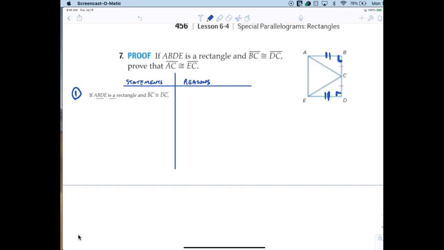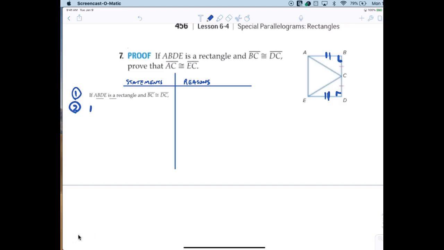What would the reason be for AB is congruent to ED? It's the definition of a what? Rectangle? Definition of a rectangle. Or definition of a parallelogram. Opposite sides of the parallelogram. That's what I prefer, honestly. I just like to say, hey, why? Because opposite sides of a parallelogram are congruent, or opposite sides of a rectangle are congruent. That way you don't have to remember if it's a definition, a theorem, or a postulate. Just write out what it is. That way I know you know what it is. So I like what he said.